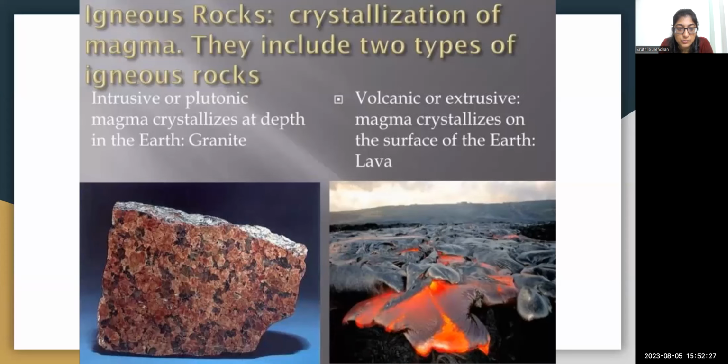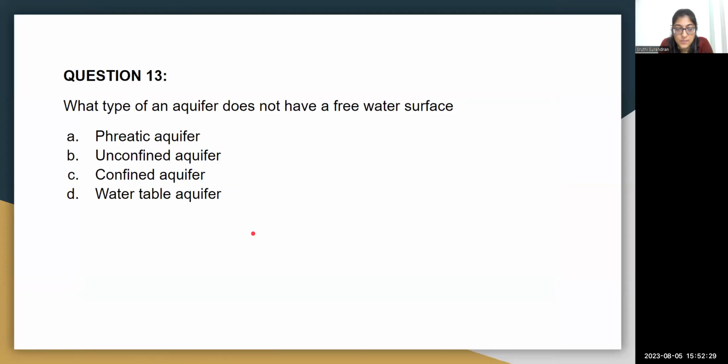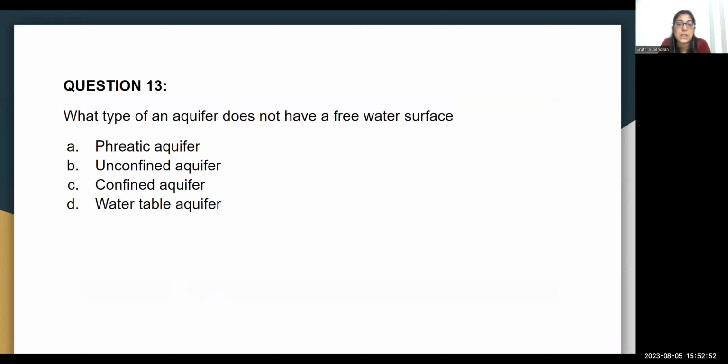Okay, let's move on to the next question. What type of an aquifer does not have a free water surface? So we learned about four formations: aquifer, aquitard, aquiclude, and aquifuge. Now in aquifer itself, there are two categories. We'll be learning about that. Please type in whatever answers you know. Twad says C. Okay, the question is, what type of an aquifer does not have a free water surface?